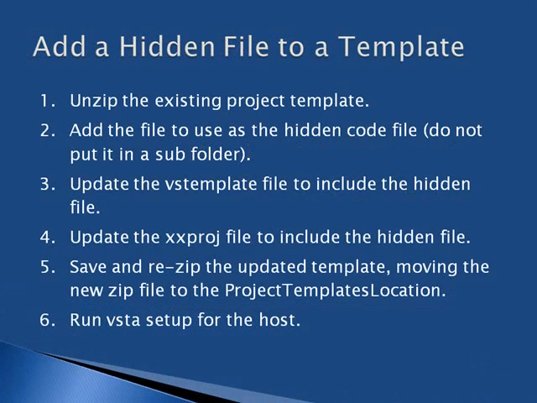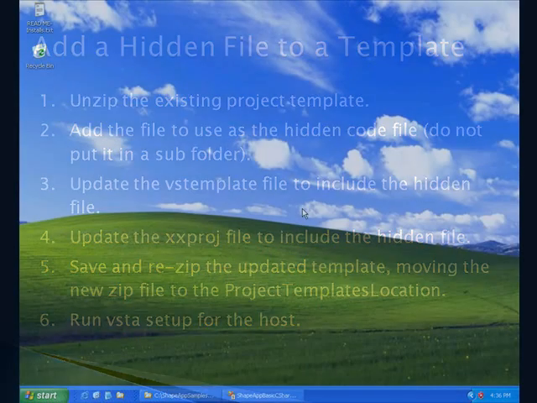The steps to update the template with a hidden code file are the same for both C# and Visual Basic templates. We'll use Visual Basic for this example and complete the 6 steps below of unzipping the template, adding the file, updating the VS template and VB project files, then rezipping the template, placing it in the project template's location, and running setup to register the updated template.